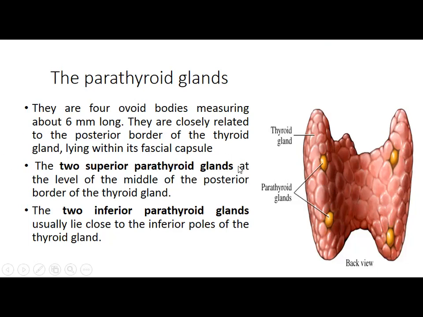The two superior parathyroids are at the level of the middle of the posterior border of the thyroid gland. The two inferior parathyroids usually lie close to the inferior pole. So the lower, inferior parathyroids lie nearer to the inferior pole of the posterior border.